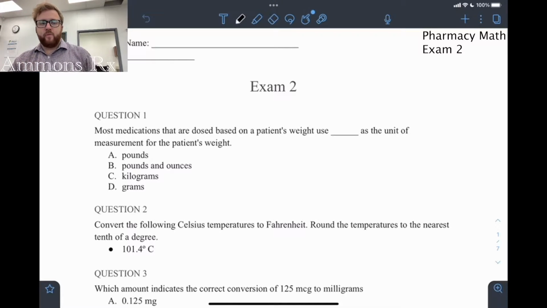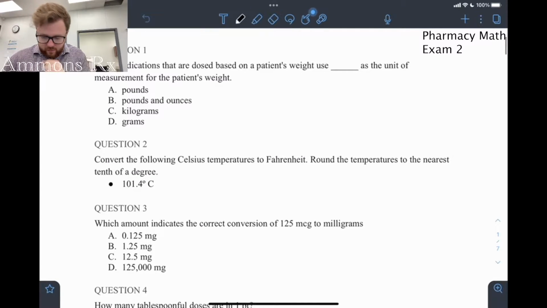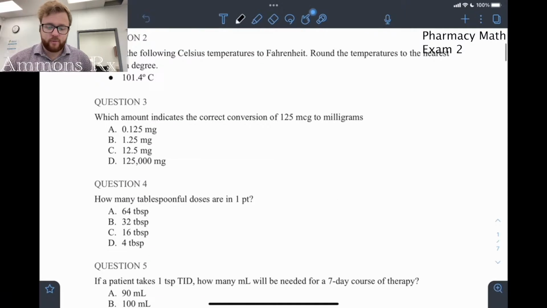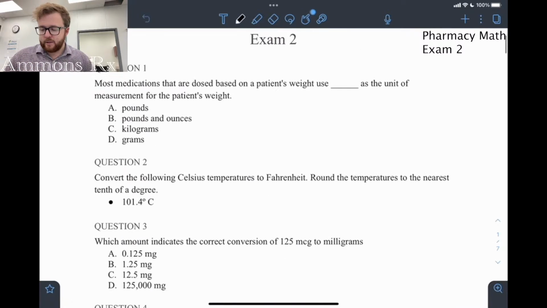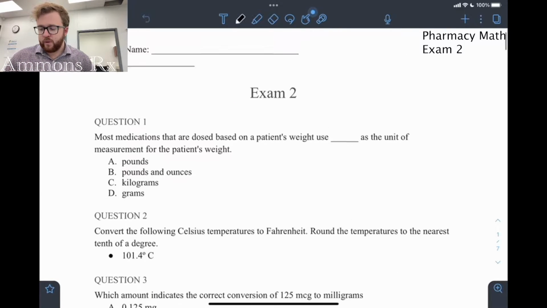All right, welcome everyone. Today we're going to be doing exam 2. What this is going to cover is things like temperature conversions, unit conversions, day supply. I believe we have a few household and metric volumes and units, basically. So it's going to be an extension of exam 1.